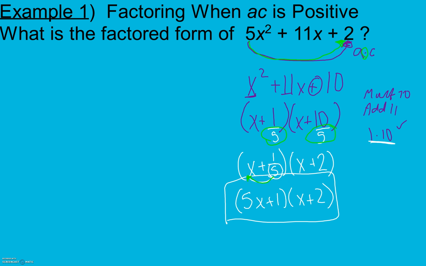We can check this by foiling again. 5x squared plus 10x plus x plus 2 gives me 5x squared plus 11x plus 2 when I combine my like terms, which matches what we had here. So this is our factored form.